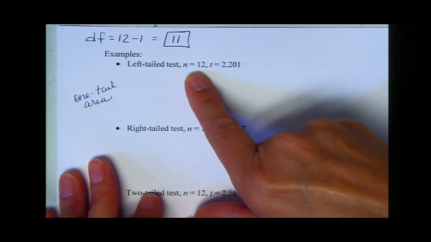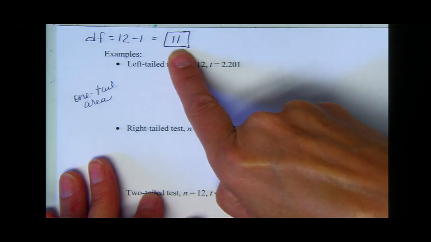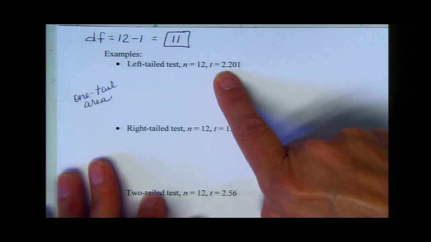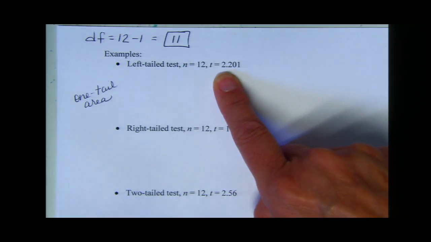My DF will be 11, which we've already done up here. And so I am going to look for the test statistic, 2.201. And again, this would have been calculated in step 2. We're assuming that's already been done.